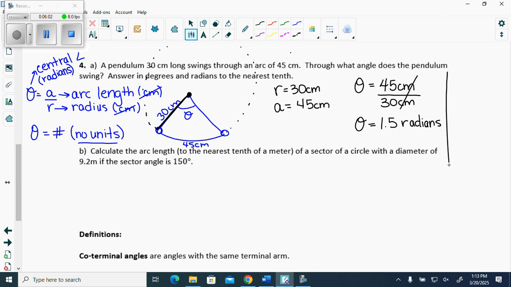Now they want it in radians and degrees to the nearest tenth. So if I have 1.5 radians, remember to convert, I'm either multiplying by 180 degrees over pi, or I'm multiplying by pi over 180 degrees. And remember, we want to do that not by memorization, but by understanding. I know in the end I'm going to multiply by some sort of fraction, so that in the end I have a degree symbol. A degree symbol that looks like a bell.